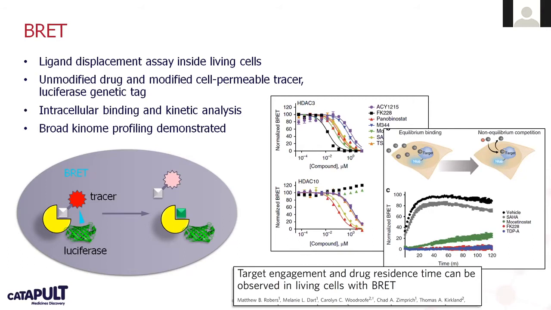And the data panels on the right there are taken from the original publication. They focused on a series of histone deacetylase inhibitors tested in a panel of HDAC isoforms. As well as being able to characterize the binding of these compounds against those isoforms in their cellular environment, it also showed factors such as a prodrug, which only became active in the cellular environment. They're able to assay that behavior.